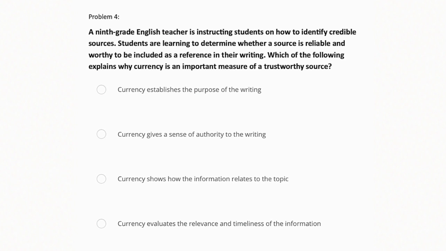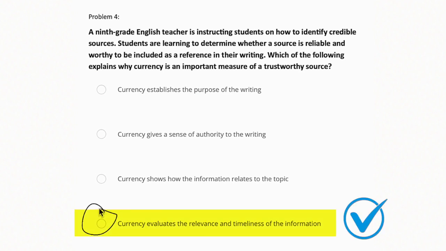Well, that is the best answer because if a source is current, it's up to date, it's timely, right? Which makes it more relevant, therefore. So that's an important thing to evaluate because information changes over time. So if a new discovery emerges or a previous theory is disproved, previous sources may not be as current and they may not be as useful or worthwhile to be included. So that's why we check for currency when determining the usefulness of a source.